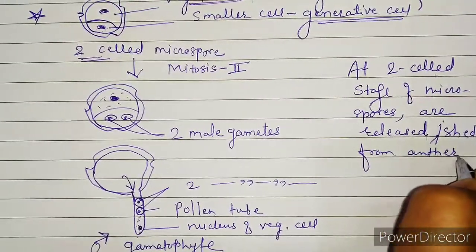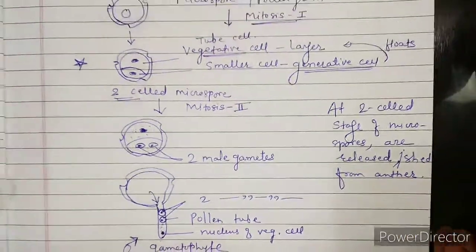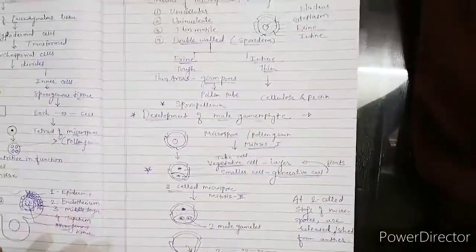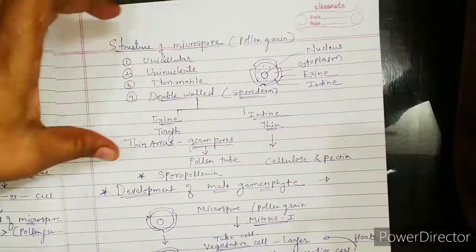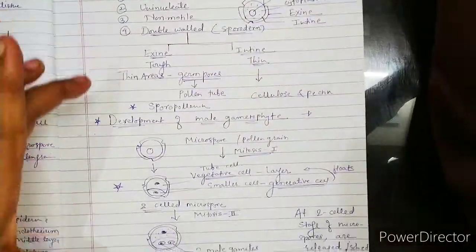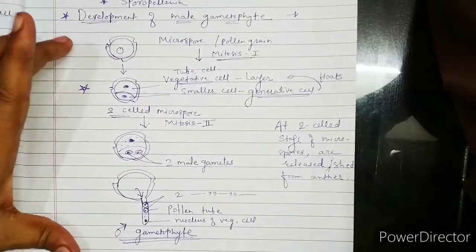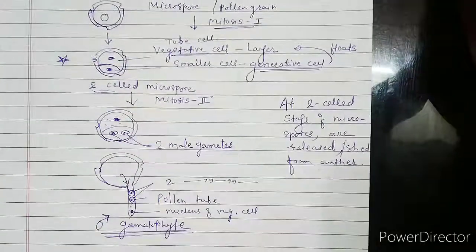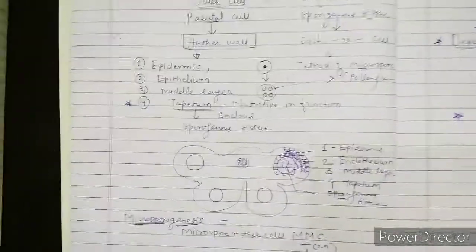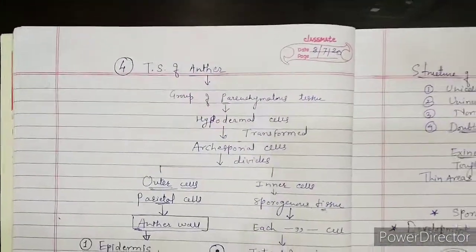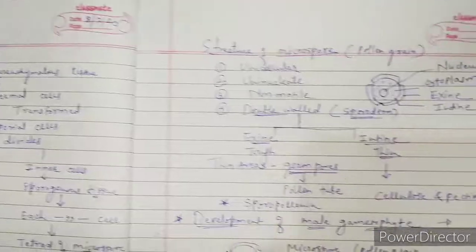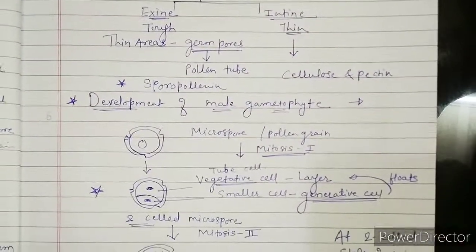Okay students, I think all of you understand the structure of the anther, the structure of the microspore, and the third unit, development of the male gametophyte. So, students, study well. If you have any problem, please ask me.